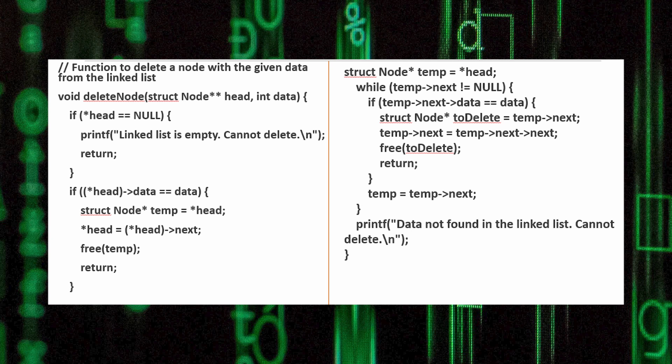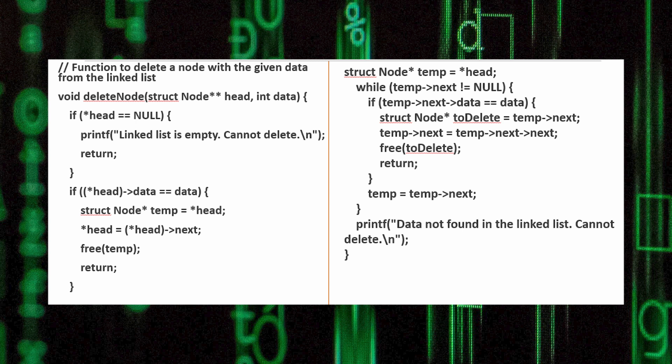Now we will talk about how to delete a node from a given data. So I am writing a function to delete a node with the given data from the linked list. Here I am taking a method or function called delete node. In this delete node, I am taking two parameters or arguments. The first argument is head. This is a type of struct node pointer, and second argument is data. And this function does not return any value because I am taking void type of this function.